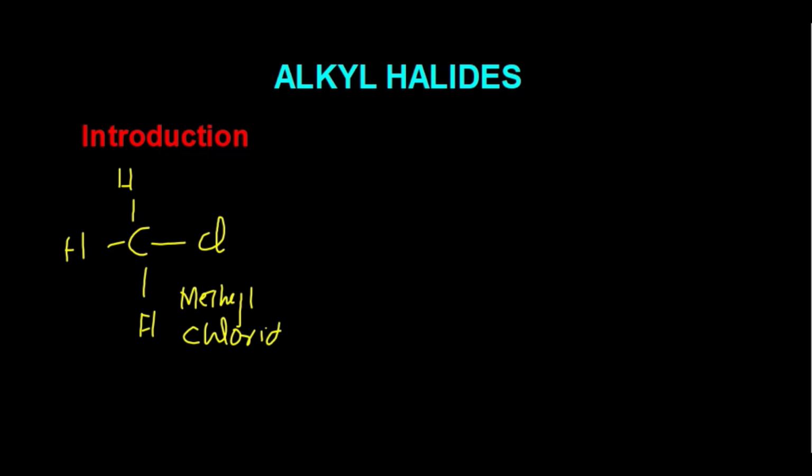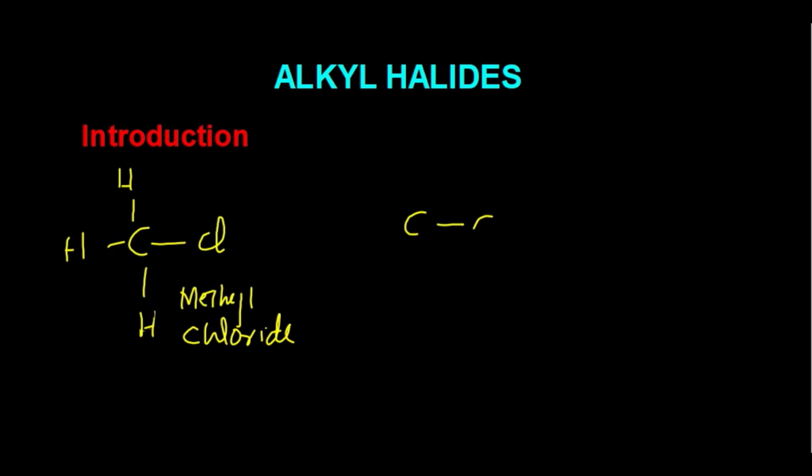For example, if we have methane, and one hydrogen atom of methane is replaced with a halogen atom, for example chlorine, then the alkyl halide which is formed is known as methyl chloride. This is methyl chloride.